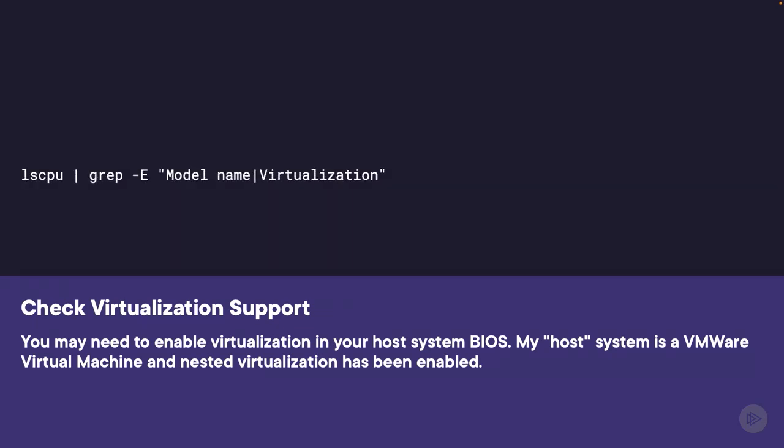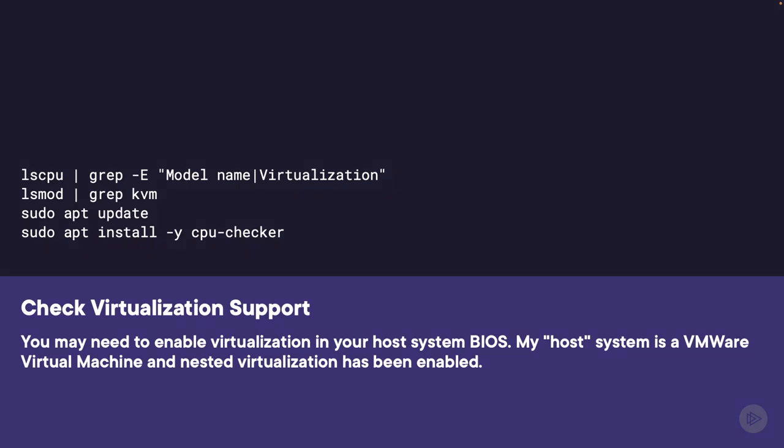Next, we need to make sure that we have got support with everything enabled. To do this, we can go through and check for the model name and virtualization. grep -E allows me to use the vertical bar as an OR operator. We can go through and check our kernel module is loaded. And we can make sure that we update our metadata for the packages and install the CPU checker, and we can go through and check for our acceleration support with kvm-ok.